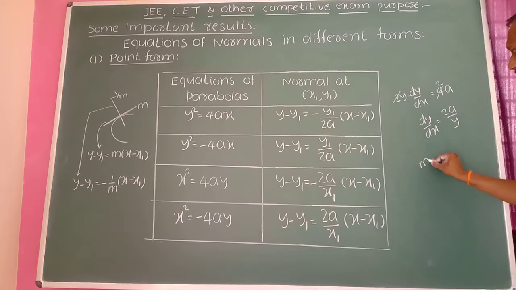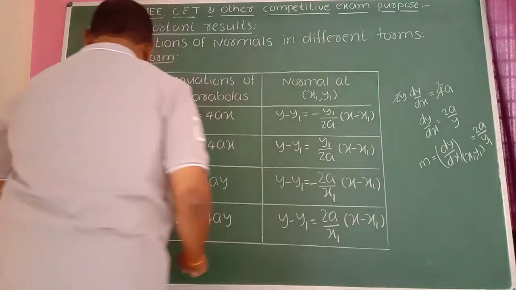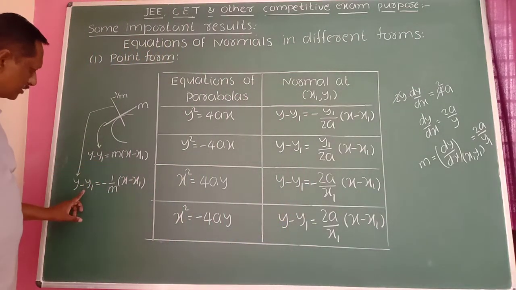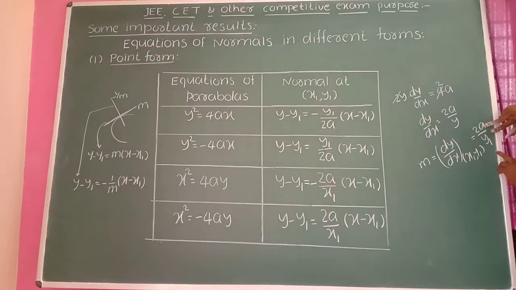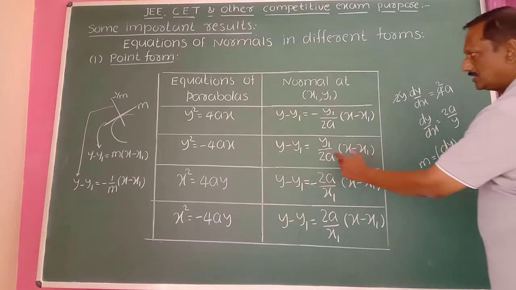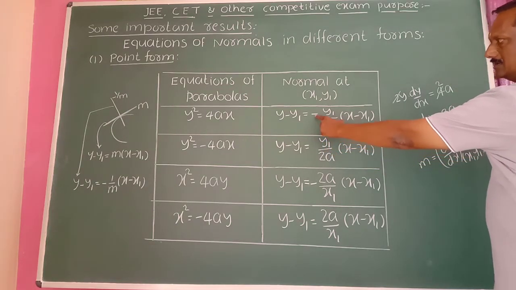The slope m at the point (x1, y1) is given by replacing this y by y1. It is the slope of the tangent to the parabola. Therefore, here the slope of the tangent is this one, and the slope of the normal is this. Minus 1 by m means: take the reciprocal of m and multiply by the minus sign. So it becomes this.